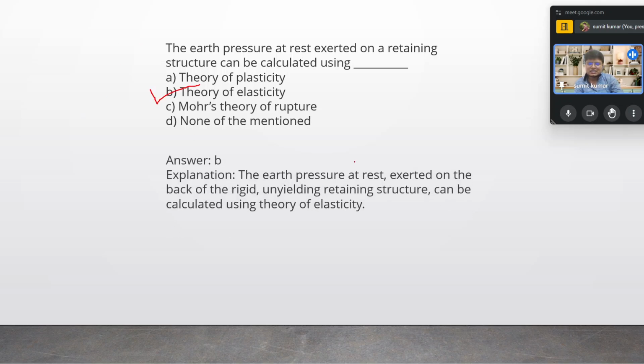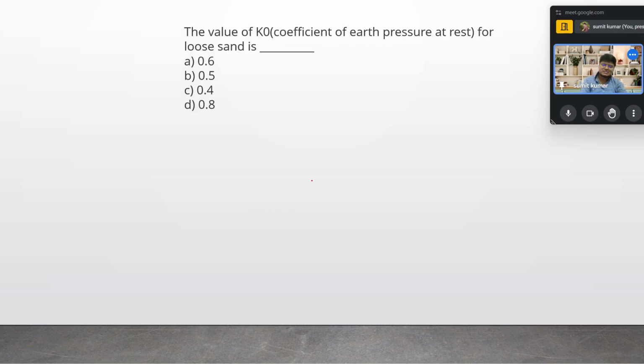As you see, for the earth pressure at rest, if you are aware from today's lecture, this is already mentioned in the very initial part of the lecture. The elasticity term is told for the rest condition, and the plasticity for the active condition or the passive condition is mentioned there. So the explanation also states that the earth pressure at rest exerted on the back of a rigid unyielding retaining structure can be calculated using the theory of elasticity.